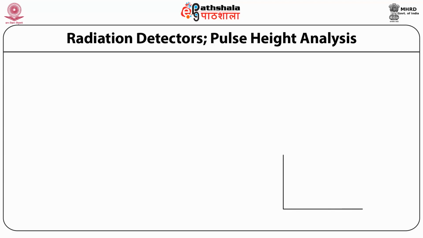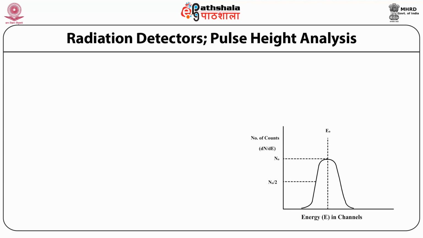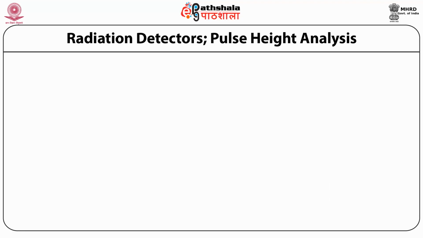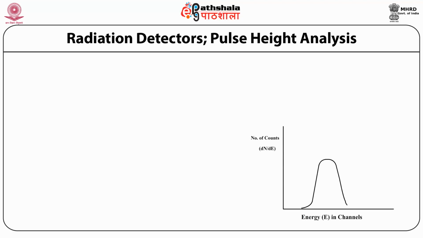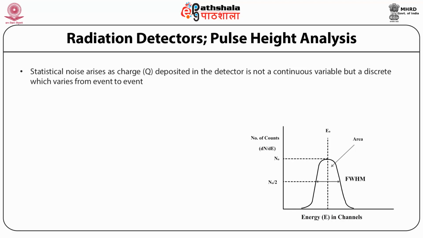Radiation detectors, pulse height analysis. We continue our discussion about the pulse height analysis. In the previous slide we saw the picture of the gamma ray energy peak in the spectrum, where FWHM is shown. FWHM is nothing but the width of the gamma ray peak when the detector counts are 50% of the maximum number of counts in the peak. This FWHM is the measure of resolution of the detector. Statistical noise arises as the charge Q deposited in the detector is not a continuous variable but a discrete one, which varies from event to event.